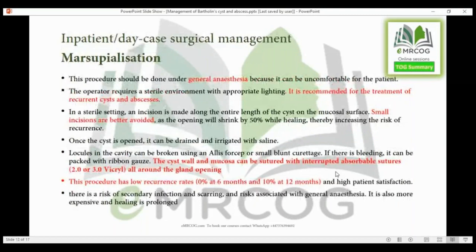Anyway, the cyst wall and the mucosa will be sutured with interrupted absorbable sutures all around the gland opening. It's like, let's say, turning your socks outside. You know, when you turn your socks outside, it's just flipping your socks outside. The same. So we are going to flip the cyst wall and mucosa to the outside and suture it all around the gland.